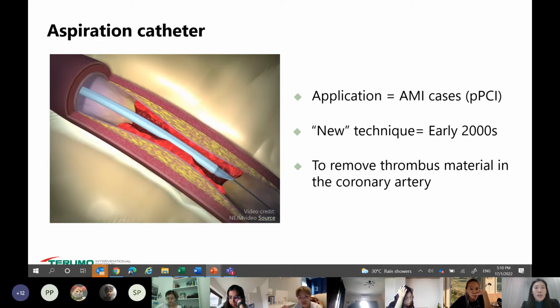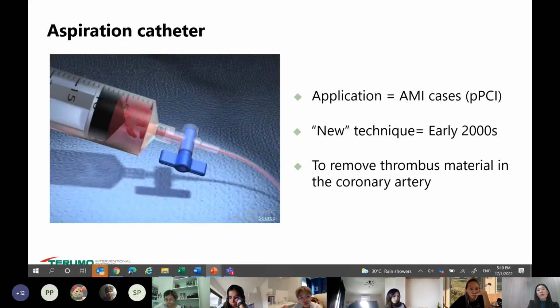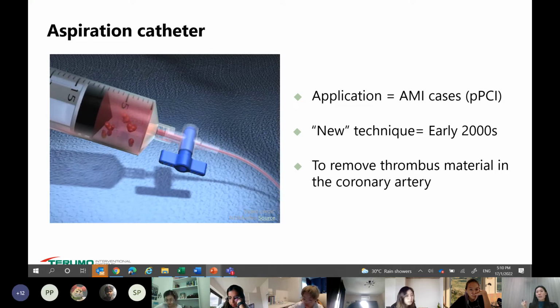And when you pull back, you will actually suck the blood clot up. So with this vacuum syringe, you actually pull back so that the blood clot is removed from the site so that blood can flow again.